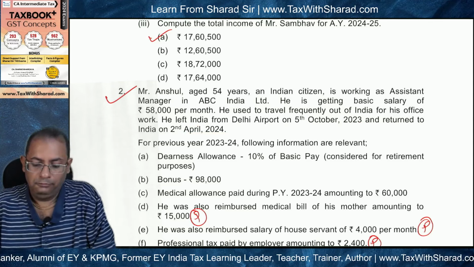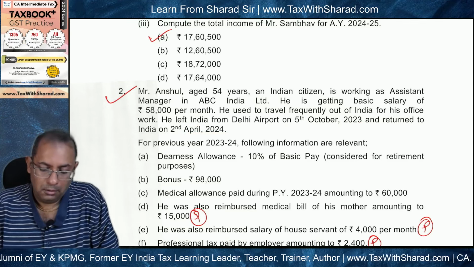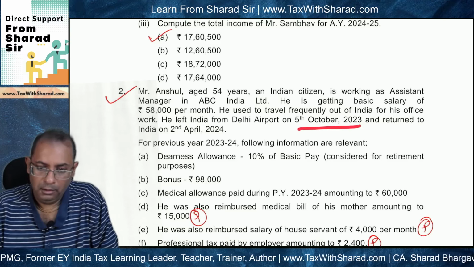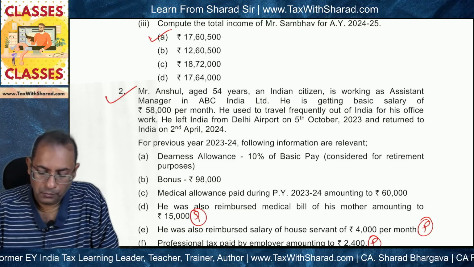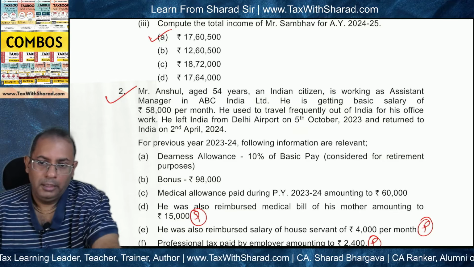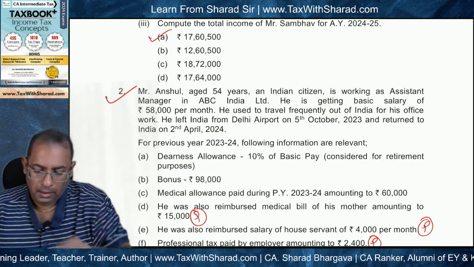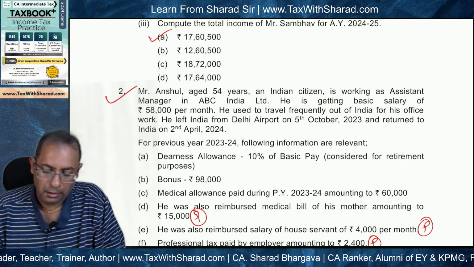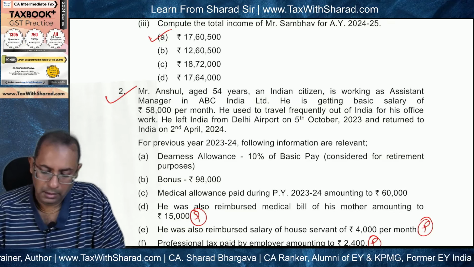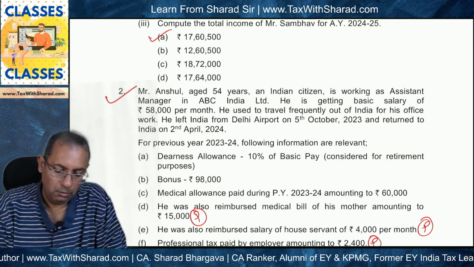So that means he left on 5th of October for the rest of the previous year. So he is in India from 1st April 2023 to 5th of October 2023. The date of departure will need to be included. And when we count the period from 1st of April to 5th of October, it will be 188 days. So it will be 182 days or more.